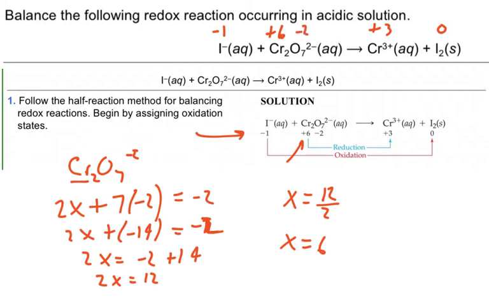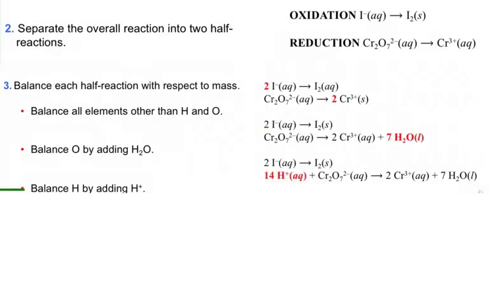Now notice how they already divided them. You know that these two go together. And these two go together. So the first step is we assign the oxidation numbers. And now we split them into oxidation and reduction. Remember that iodine went from being -1 to 0, became more positive. Remember that chromium went from being +6 to only +3. It became less positive, so it gained electrons.